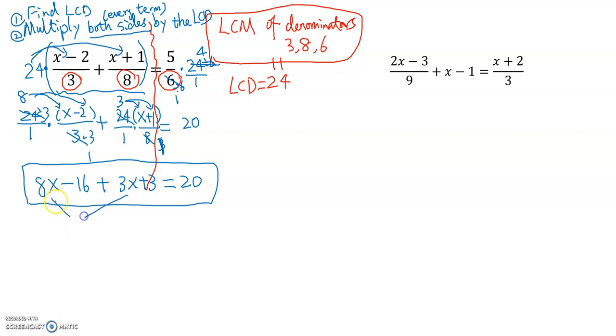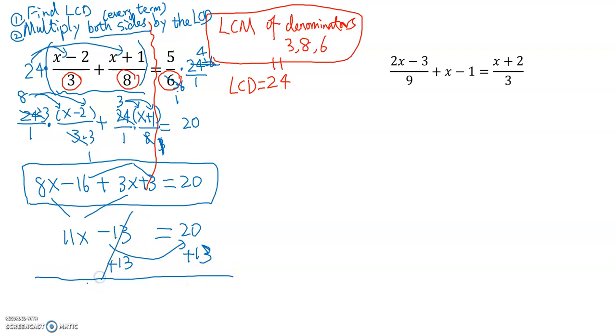So let's combine like terms, 11x. So our goal is still the same, to get x by itself. Negative 16 plus 3 is negative 13. After we combine all the like terms on the left, now we're going to move the constant terms to the right by changing the sign, or it's equivalent to adding 13 to both sides. After we cancel, then we have 11x equals 33. And now dividing both sides by 11. That gives us a whole number as an answer.